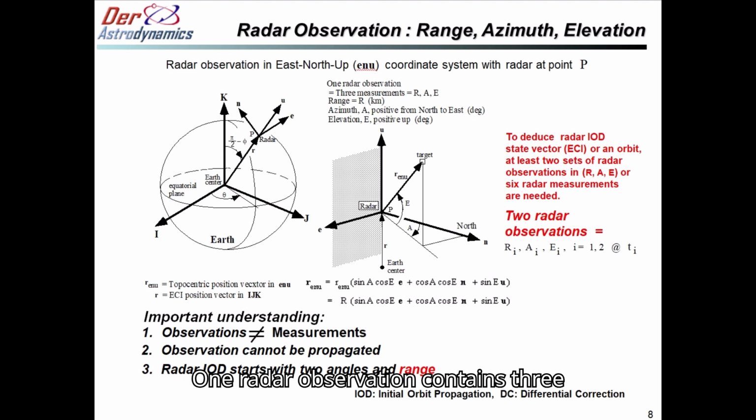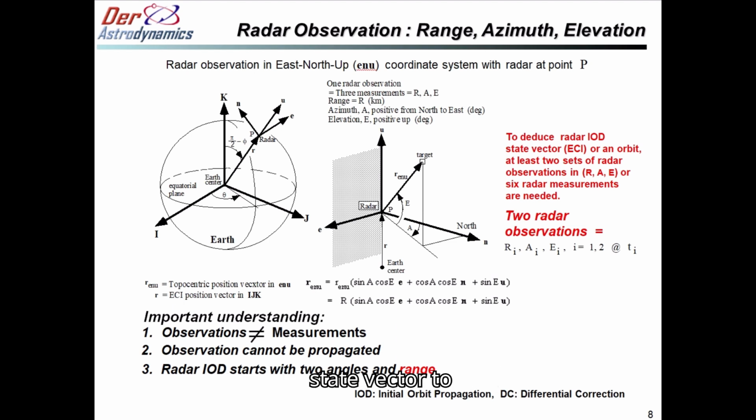One radar observation contains 3 measurements: range, azimuth, elevation, RAE, usually defined in the topocentric coordinate system of east, north, up, ENU. Again, an orbit, which can be defined by a state vector, contains 6 components. Therefore, to deduce one radar IOD state vector, at least 2 radar observations in RAE, or 6 radar measurements, are needed. Range-only IOD is beyond the scope of this video.